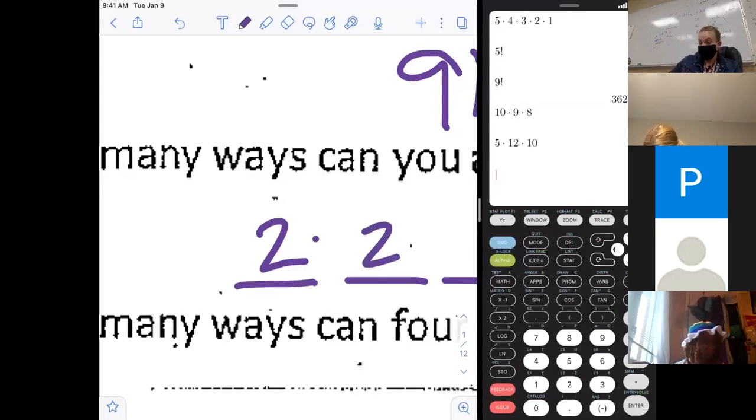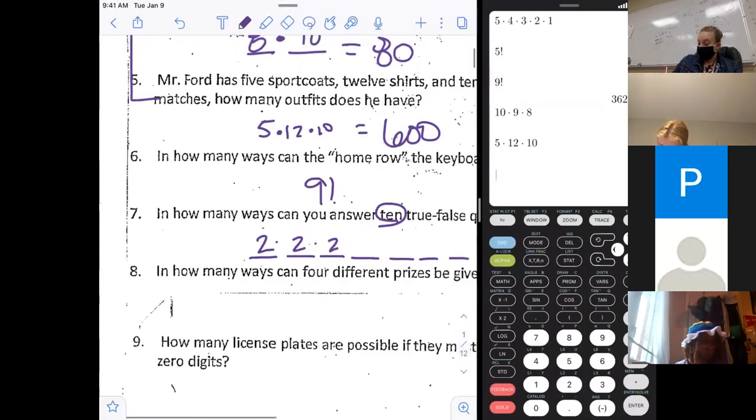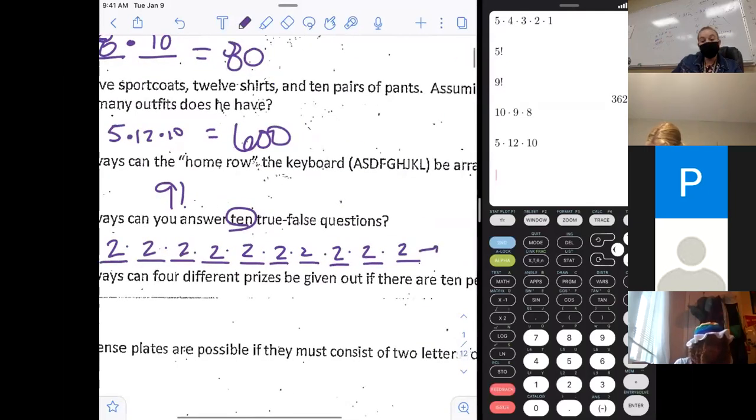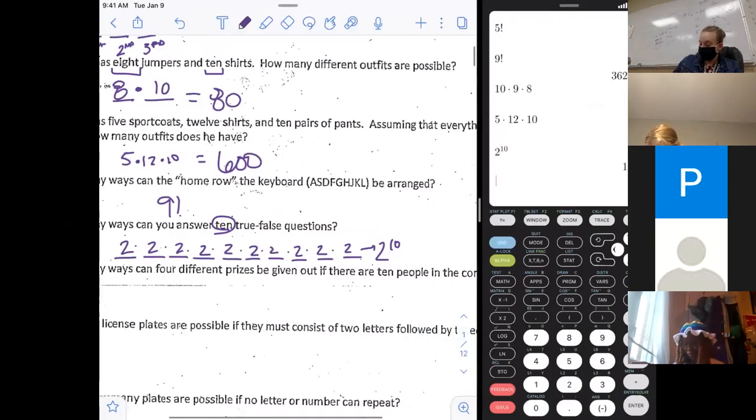I also have 2 options for the second choice. For the third question, I still have 2 options. For all 10 of these, I have 2 choices every single time. So we can put in our calculator 2 times 2 times 2 times 2, 10 times. Another thing we could do is 2 raised to the 10th power. If you want to do that in the calculator, 2 to the 10th is a big number, 1,024.